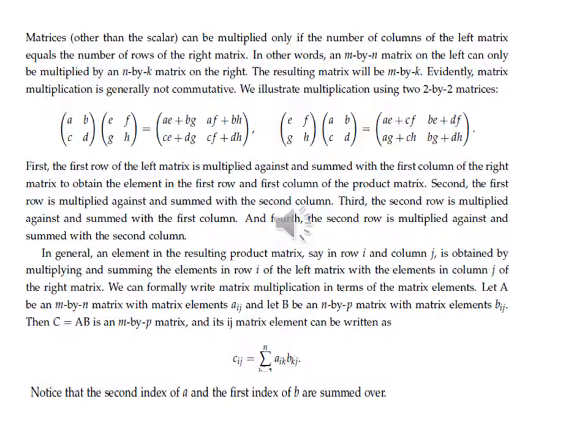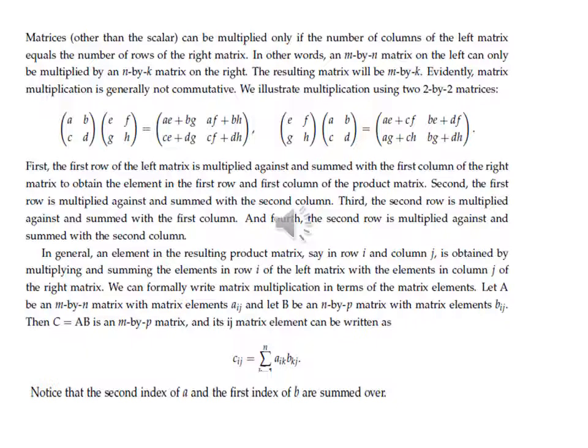Matrices other than a scalar can be multiplied only if the number of columns of the left matrix equals the number of rows of the right matrix. In other words, any m by n matrix on the left can only be multiplied by an n by k matrix on the right. The resulting matrix will be m by k. Evidently, matrix multiplication is generally not commutative.